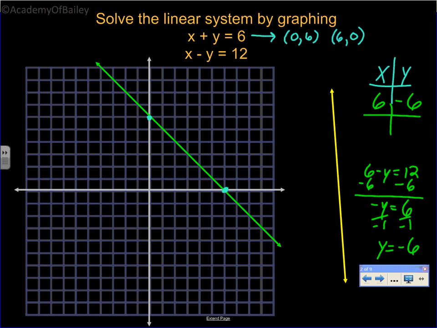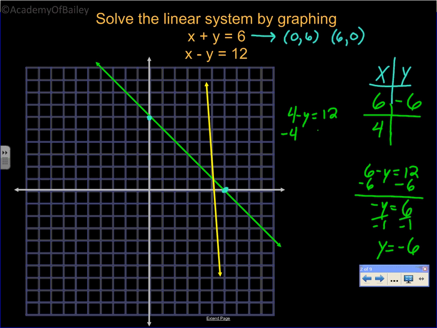And for the next point, let's pick, we can go with 4. Let's say 4 minus y is equal to 12. Subtract 4 from both sides. So negative y is equal to 8. Divide both sides by negative 1. So y is equal to negative 8. And there I have 2 points. And with those 2 points, I can draw a straight line.